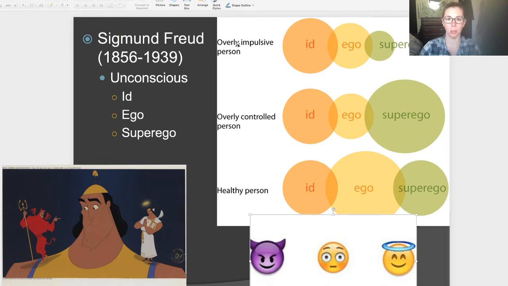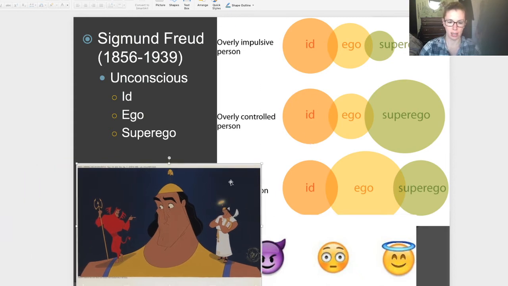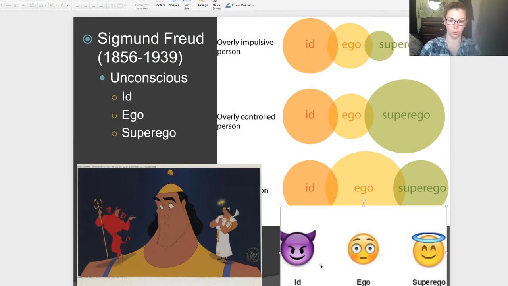In an overly impulsive person, the id is bigger than the ego and even bigger than the superego. And then in the overly controlled person, the superego is actually biggest, the ego is smallest, and the id is also large. Okay, so you really can think about it sort of like the angel and devil on your shoulder, the id and the superego. Hopefully your ego is biggest, okay? And you have to balance out those two drives, according to Freud, okay? So this is Freud's theory, the iceberg theory of personality.